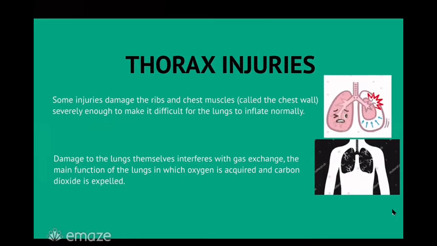Some injuries damage the ribs and chest wall severely enough to make it difficult for the lungs to inflate normally, as we can see here in the picture. Damage to the lungs themselves interferes with gas exchange, which is the main function of the lungs, in which oxygen is acquired and carbon dioxide is expelled.